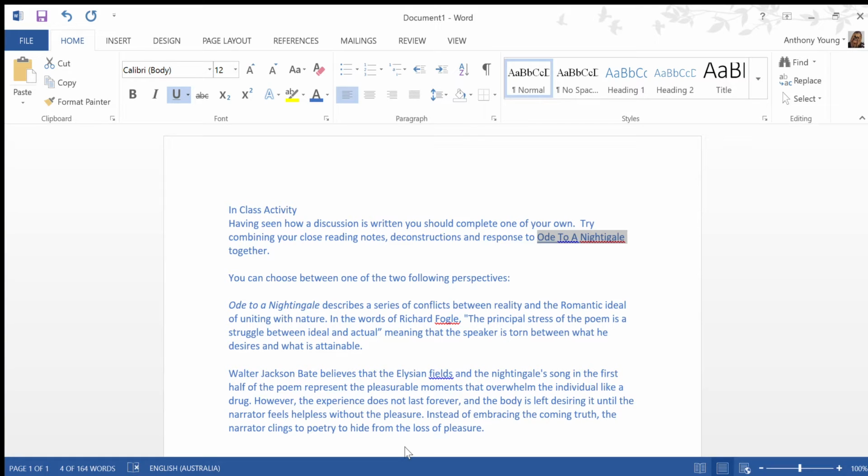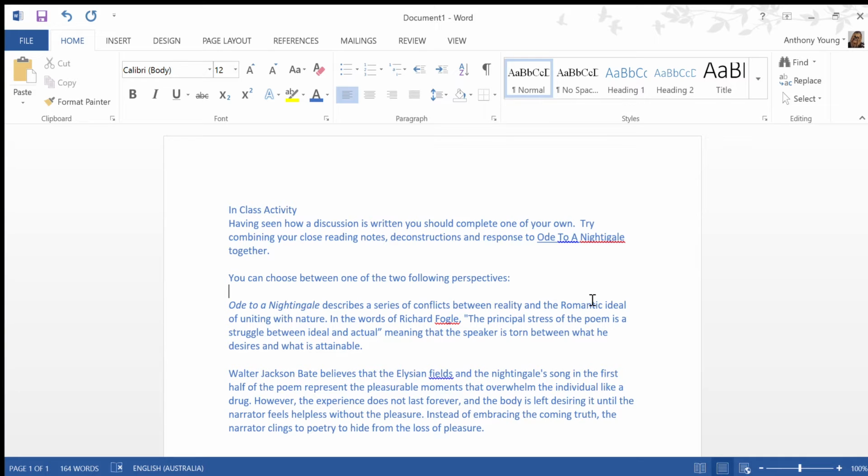What I've done is I've just copied and pasted the instructions for the planning of your essay on Ode to a Nightingale into another document so that I can add and jot down some notes at the bottom of the page as I speak, so that you've got something visual to make the planning process clear.